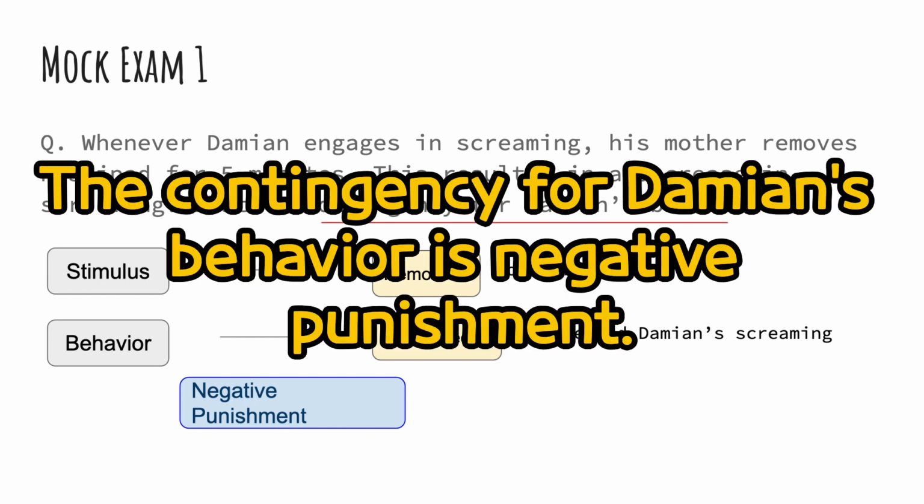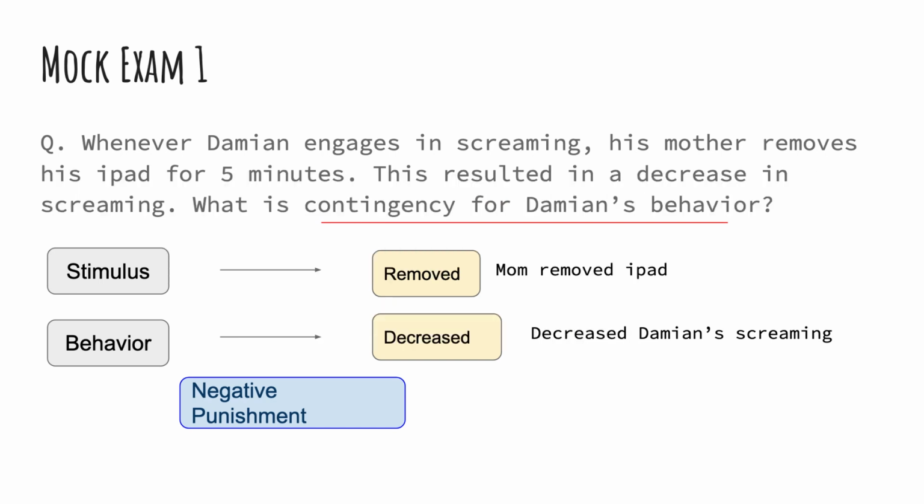The contingency for Damien's behavior is negative punishment. Negative punishment involves the removal of a desirable stimulus, in this case, Damien's iPad, contingent upon the occurrence of a behavior, screaming, resulting in a decrease in the frequency of that behavior. Damien's screaming behavior decreases because the removal of his iPad serves as a consequence for engaging in screaming.